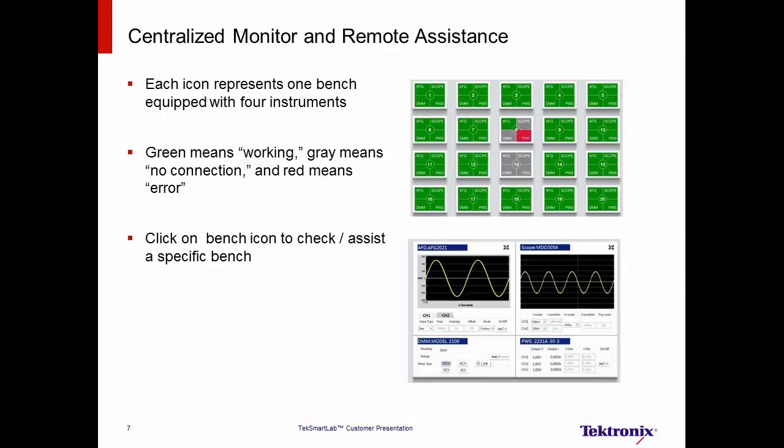The next benefit is centralized monitoring and remote assistance. Instructors can easily monitor the status of all instruments during a lab exercise. Green signifies that the instruments are working, gray signifies no connection, and red signifies an error. By clicking a specific bench icon, the instructor can easily monitor and configure the instruments on the bench to remotely assist students.